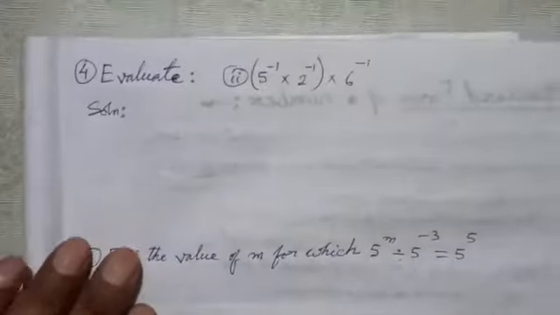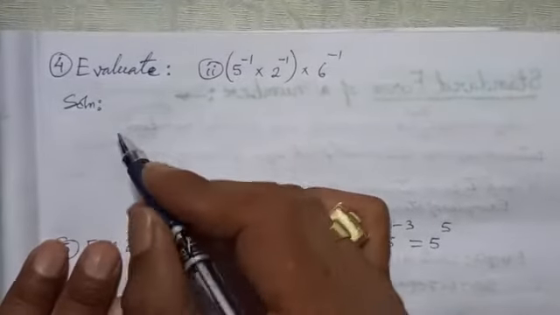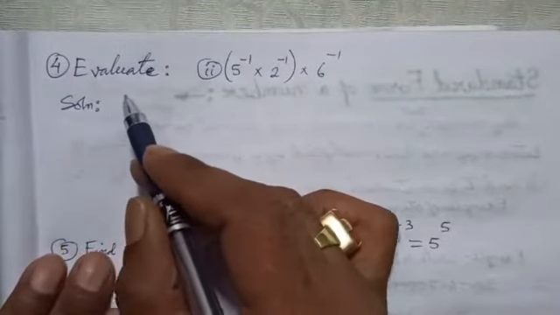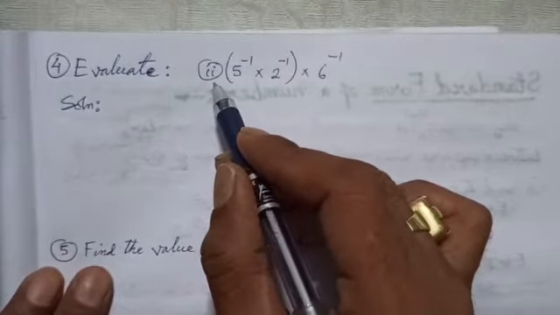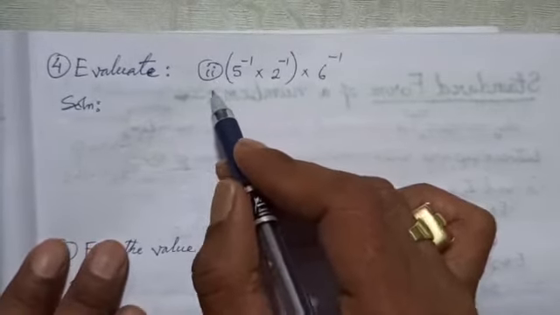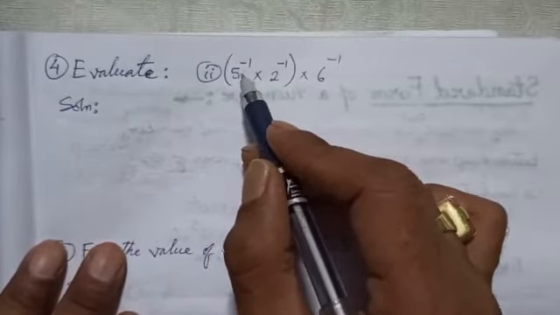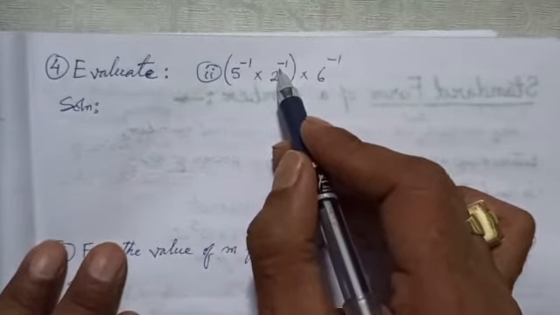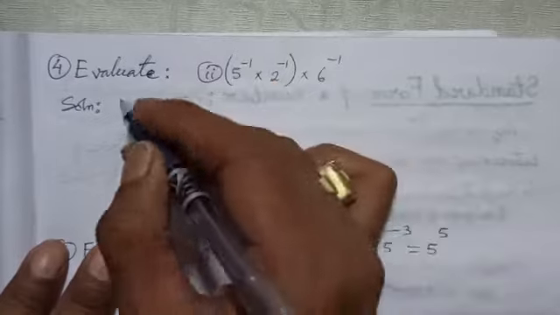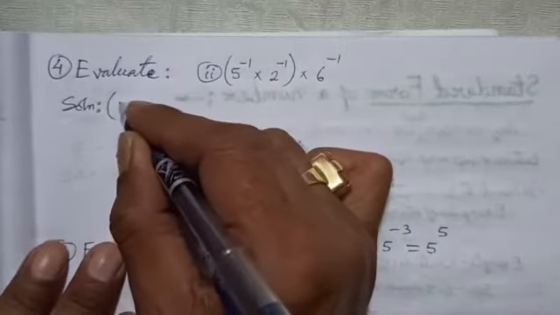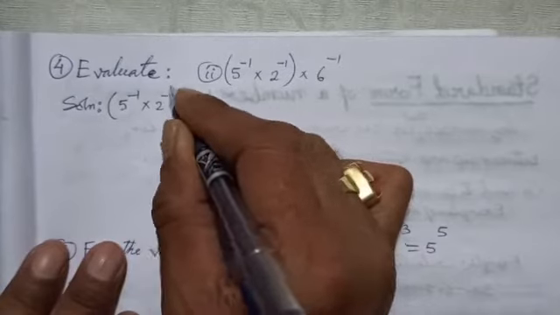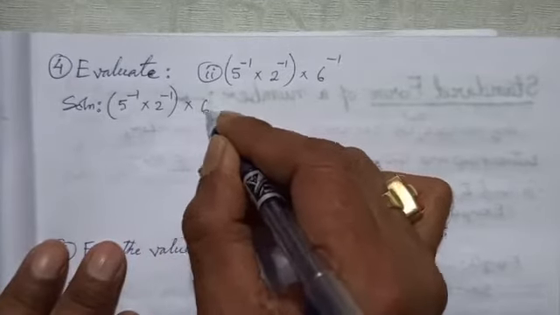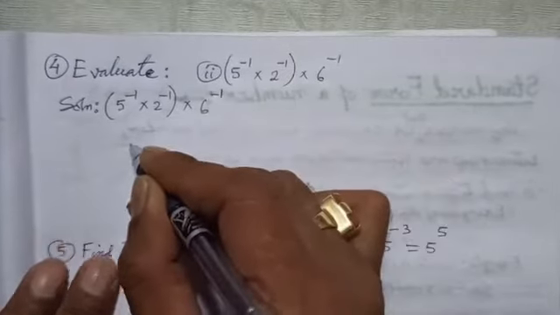Next, let's try question number 4. Evaluate Roman number 1 is the same as Roman number 2, so let's try this Roman number 2: 5 to the power minus 1 into 2 to the power minus 1 into 6 to the power minus 1. Now solution: 5 to the power minus 1 into 2 to the power minus 1 into 6 to the power minus 1. Now next steps.